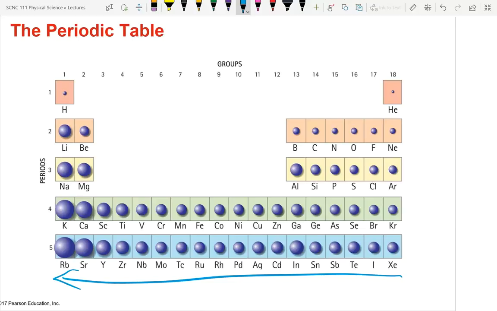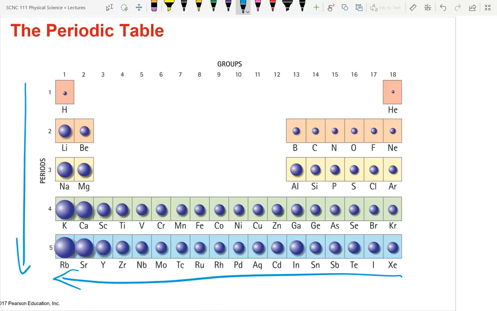That actually seems counterintuitive because over here at rubidium, you have fewer electrons than over here at xenon. But the rubidium is bigger than the xenon. So that seems a little counterintuitive. More electrons, and it actually fits into a smaller region. What's the other trend? Up to down. So size is biggest at the bottom left-hand corner, smallest at the top right-hand corner.